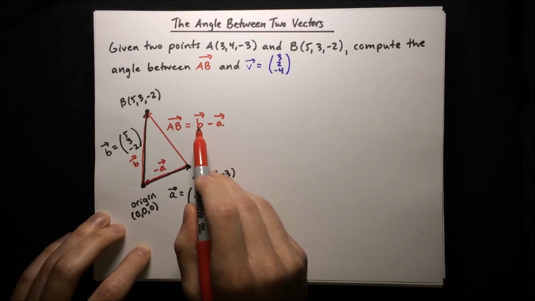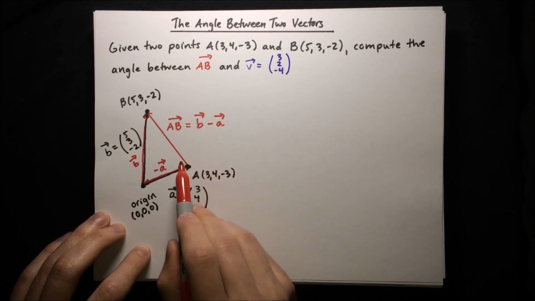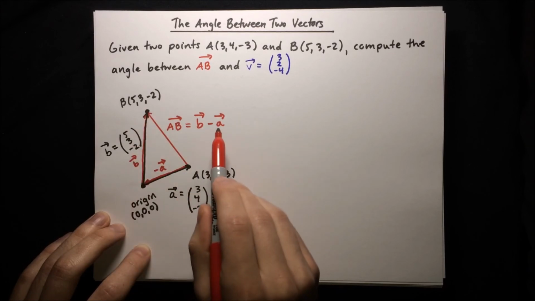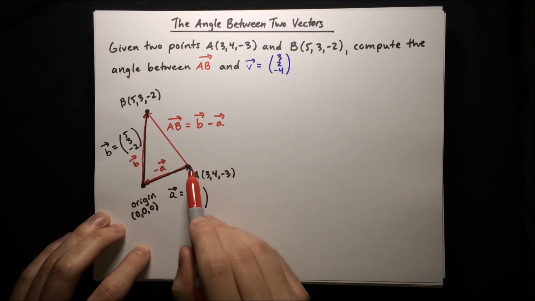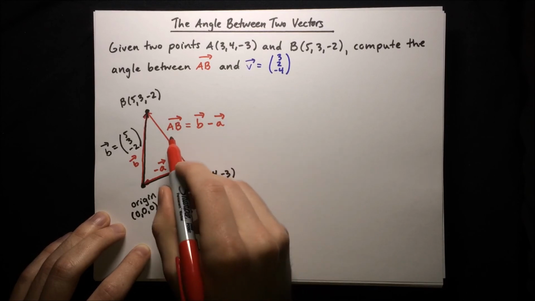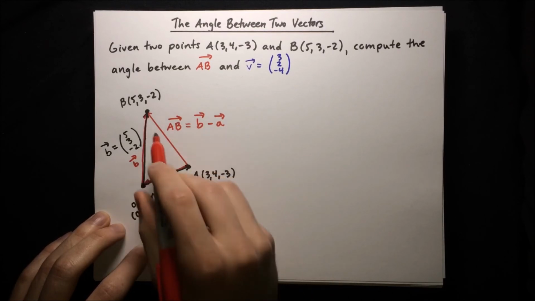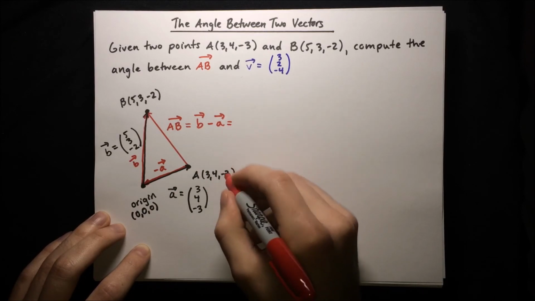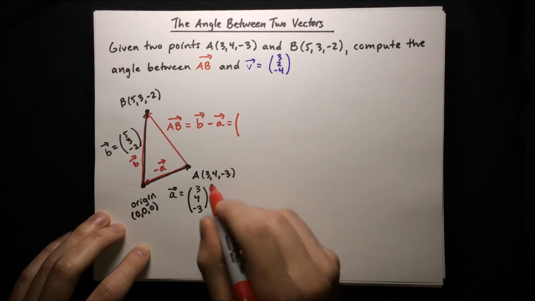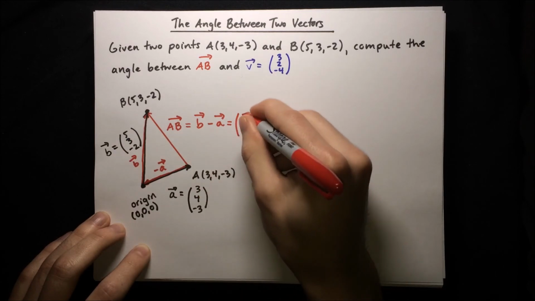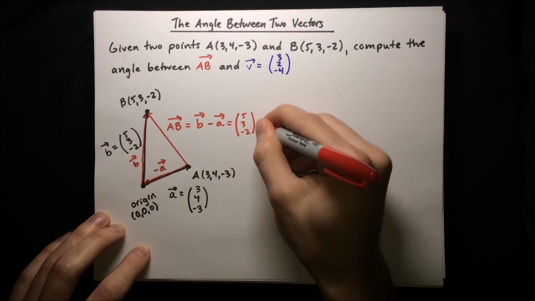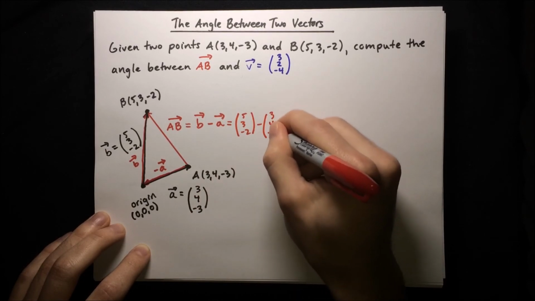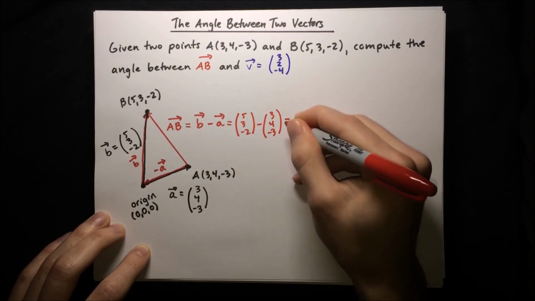But it's probably easiest to remember if you just think the vector which goes to the terminal point, B, minus the vector which goes to the initial point, A. So we've got that our vector from A to B is given by B minus A, and let's go ahead and compute that. B is just 5, 3, negative 2, and then A is just 3, 4, negative 3. And let's compute what the difference is.